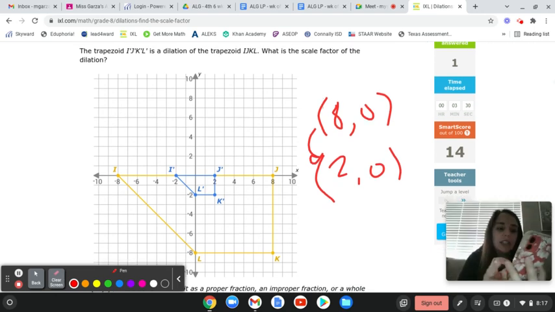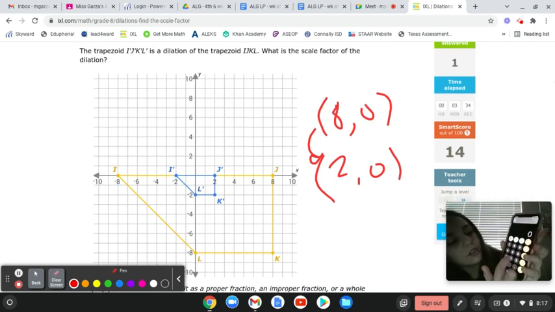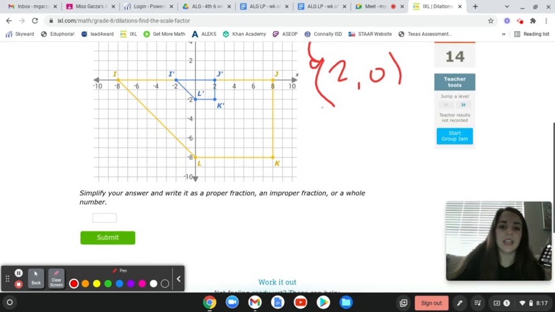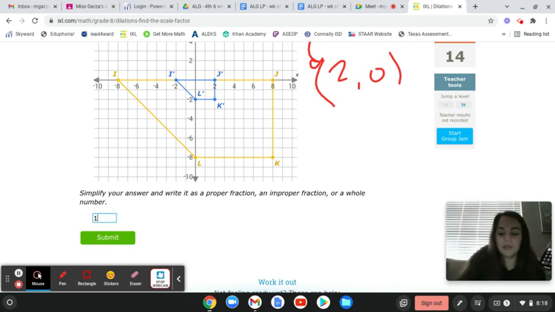What our scale factor is, you're going to take the new picture, 2, divide it by 8. That's 0.25, which is technically 1/4. Makes sense why it is not times 4, but divided by 4. So 1/4.